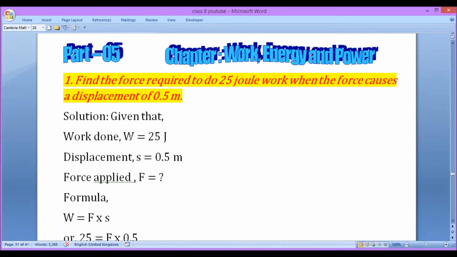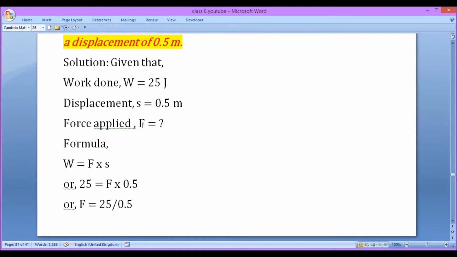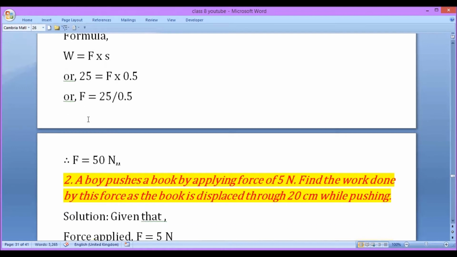Here are the two values W and S, and we have to find the force F. So we can use this formula: W is equal to F multiply S. The formula to determine the work is equal to force multiply displacement. So put the values. W is given here as 25 joule, and we have to find the force. S means displacement is given here as 0.5. After putting these values, we can calculate the force.